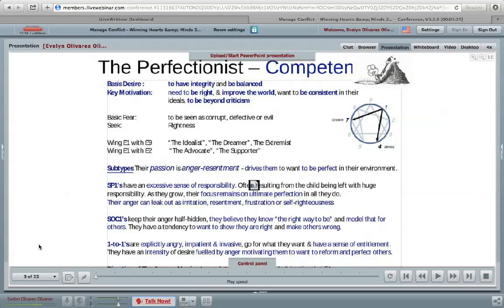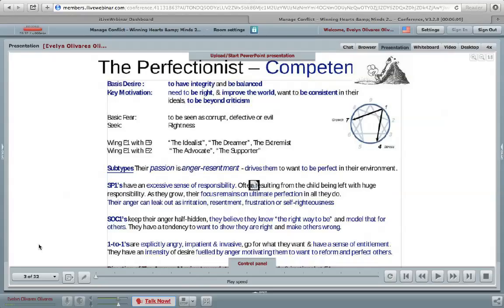The self-preservation ones all 3 have a passion for resentment, really, some anger and resentment. This drives them towards wanting to be perfect all the time in their environment. Self-preservation ones have an excessive sense of responsibility. This is often, not always, a result of the child being left with a huge responsibility. As they grow, their focus remains on ultimate protection in all that they do. Their anger can leak out as irritation or resentment or frustration or even self-righteousness.